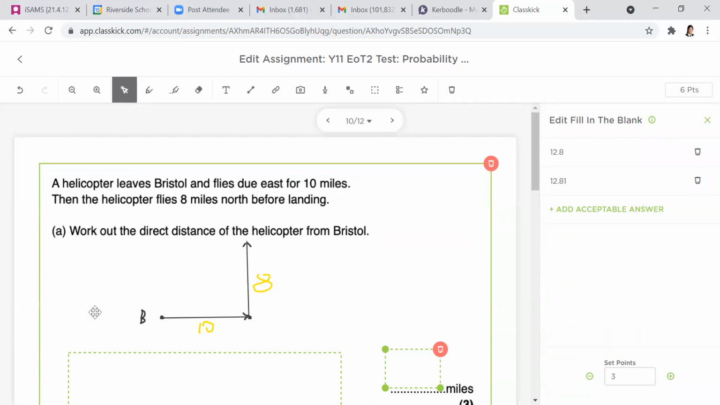Again, if it's the hypotenuse you're looking for, it should be the longest side in the triangle. Okay, that's always a good thing to check. If you calculate the hypotenuse and you find that it's shorter than the other 2 sides, you did something wrong.